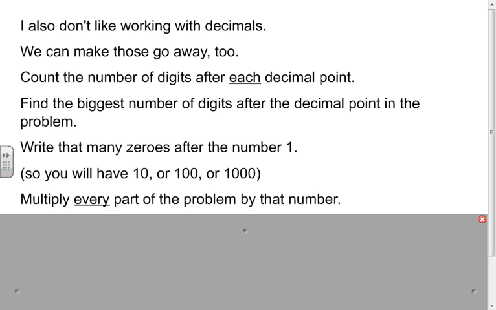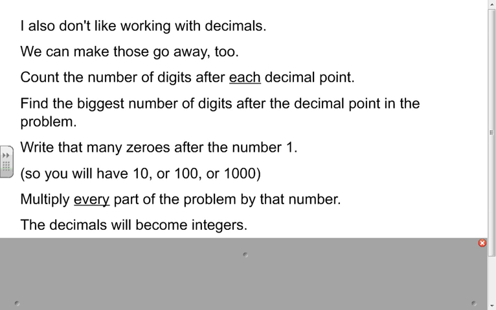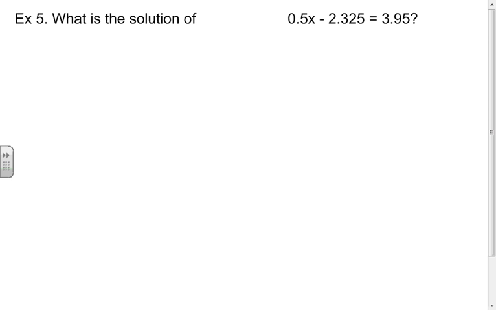If you do this correctly, all of your decimals will become integers. Now, they're going to be big integers most of the time, but they will be integers. You won't have to worry about decimals anymore. Okay? Let's do an example. Hopefully you wrote those steps down, so when we go through the next example, you can see each step as we go. Here's the problem. What is the solution of 0.5x minus 2.325 equals 3.95?